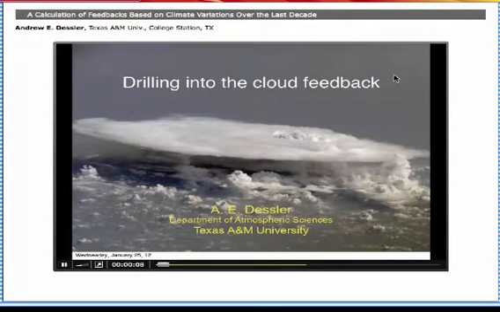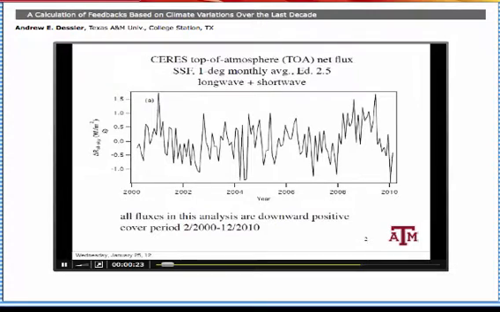Talk a little bit about some stuff I've been doing on the cloud feedback, and really trying to drill down into not just what's the global average feedback, but where is the cloud feedback coming from and what clouds are driving the cloud feedback. So let me just go over the methodology of how we do this.